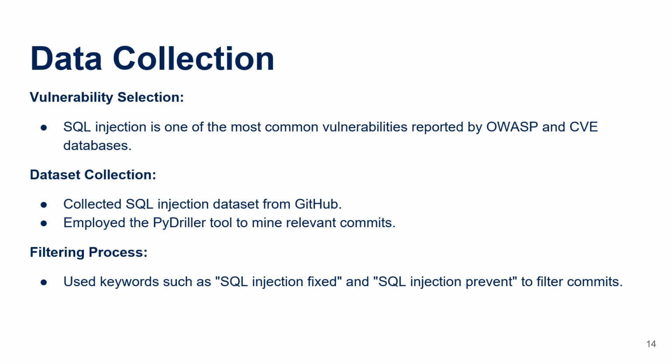To collect the SQL injection dataset from GitHub, we employ the PyDriller tool to assist us, applying keywords to filter the commits we want. For example, the commit message contains "SQL injection fix" or "SQL injection prevent". We consider the changed part as potentially causing SQL injection. Therefore, we mine the commit and mark the changed part as vulnerable.